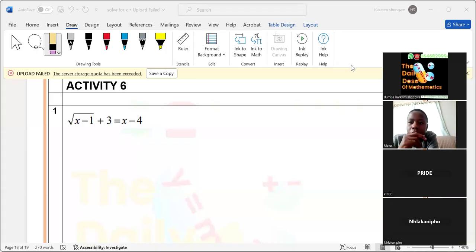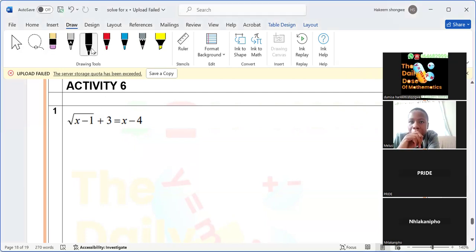Okay, let's try it and see how far we go. So what should we do first? We start by isolating the root and moving things that do not have the root to one side. So we're going to take the 3, as Melus said, to the other side. If we take the 3 to the other side, it's positive, because it's not inside the root, it doesn't have any root on it.